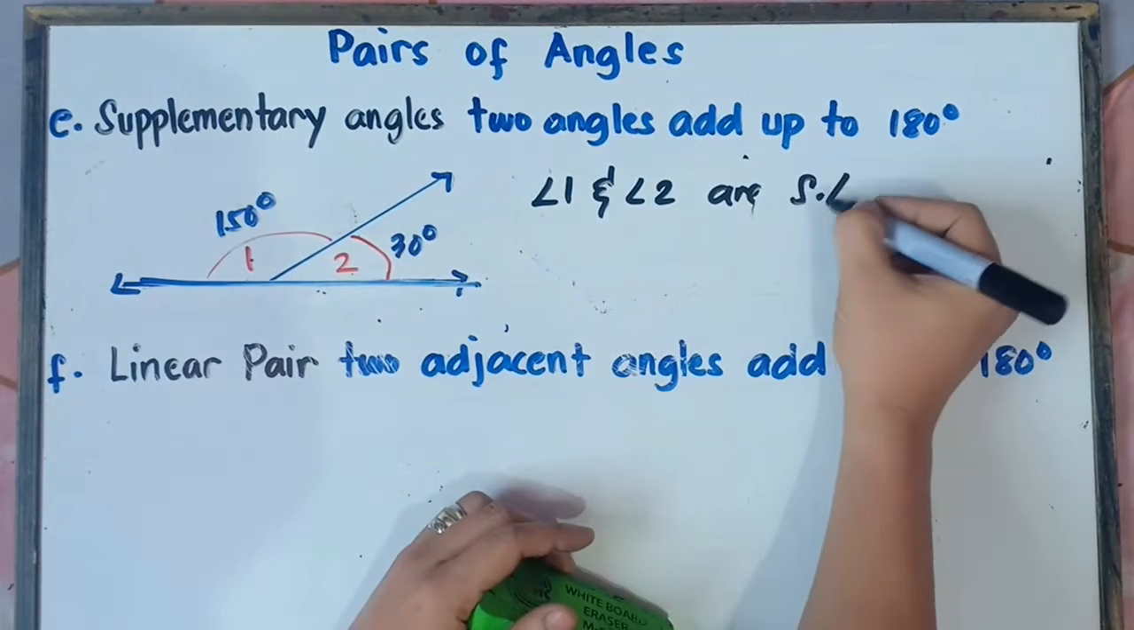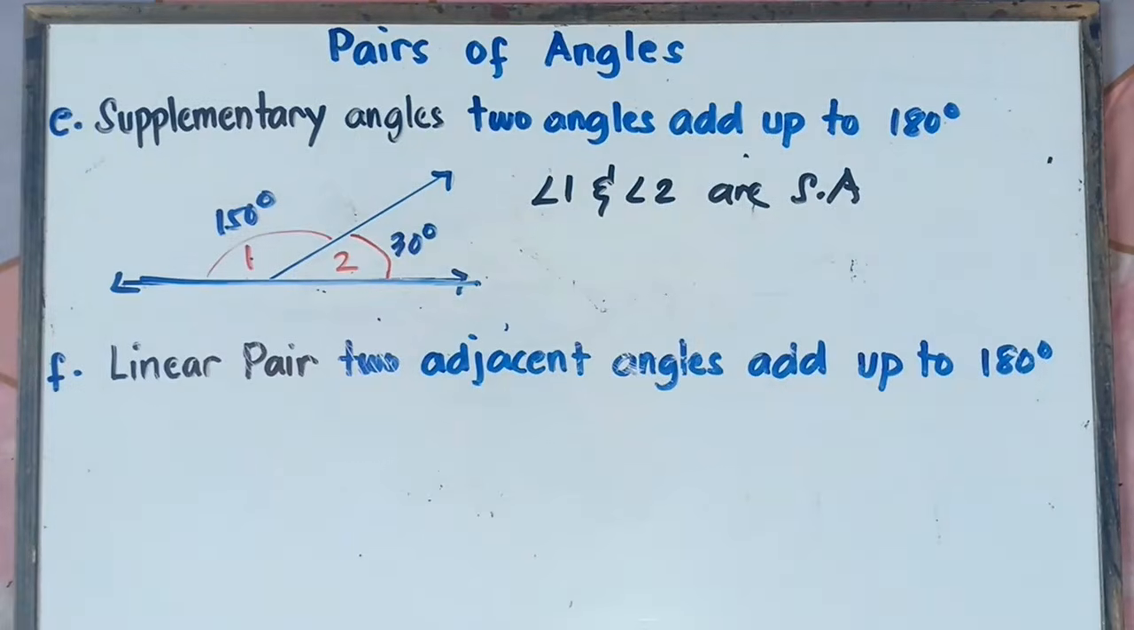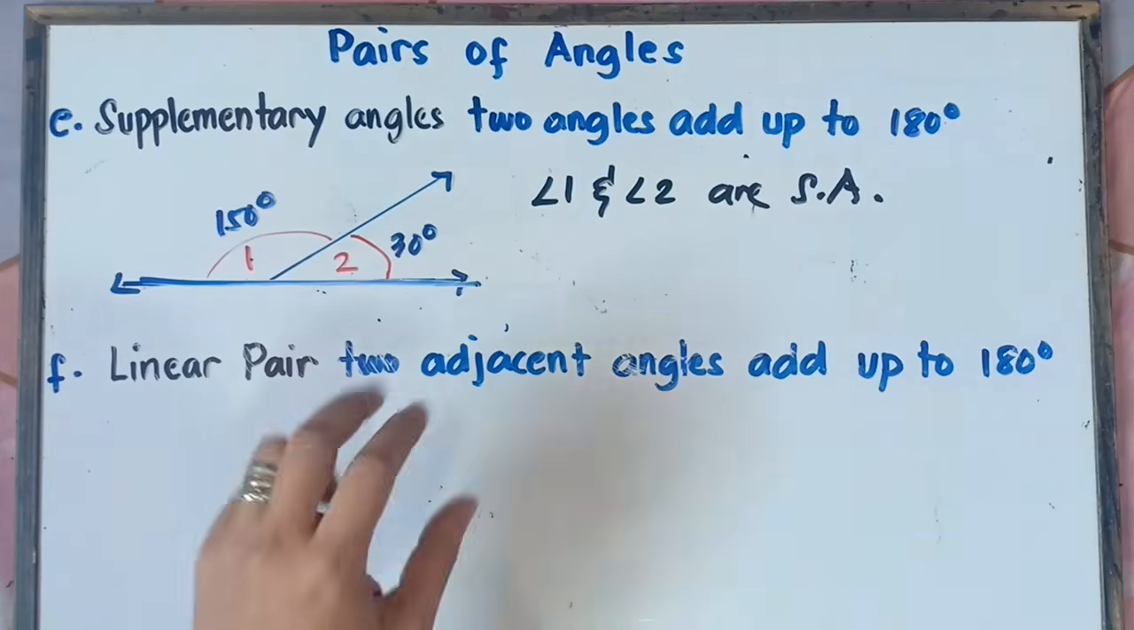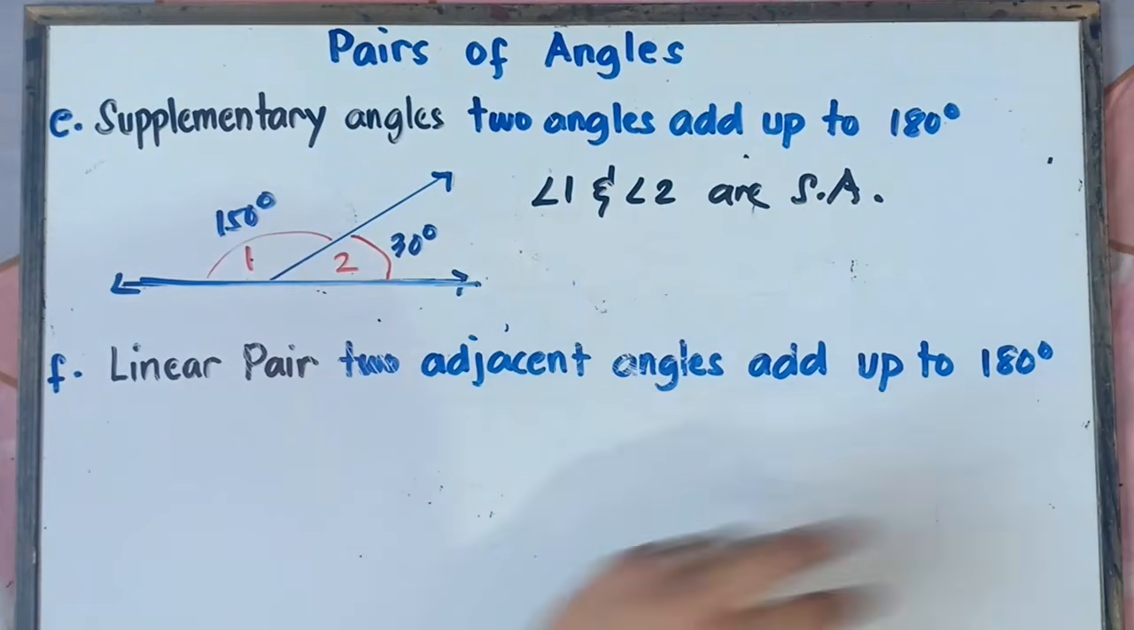Let me just write SA. Okay, angle 1 and angle 2 are supplementary angles. Now, what's the difference between supplementary angles and linear pair? What's the definition of linear pair? Linear pair: two adjacent angles add up to 180 degrees. Once again, class, two adjacent angles add up to 180 degrees.